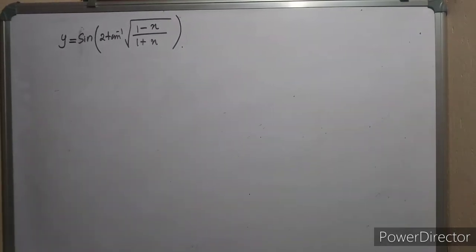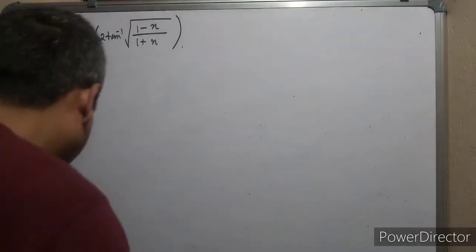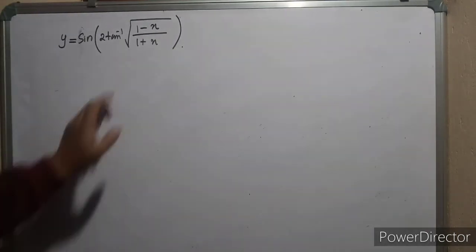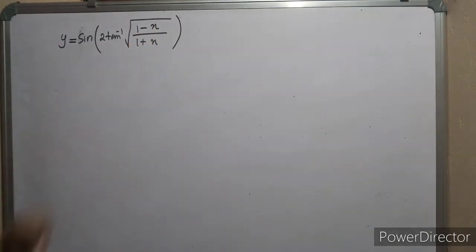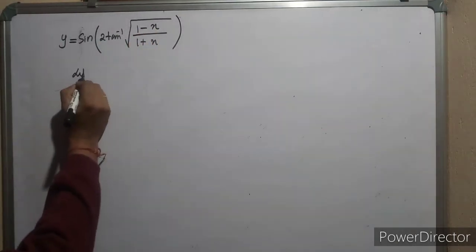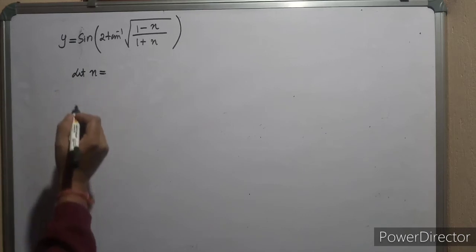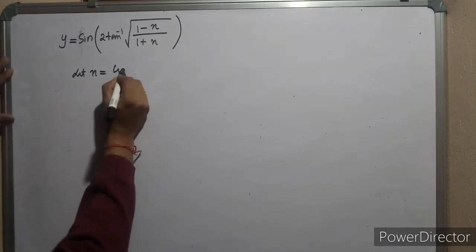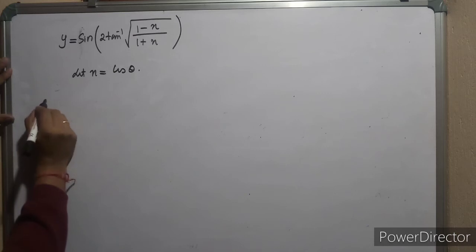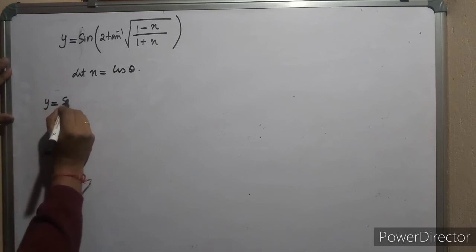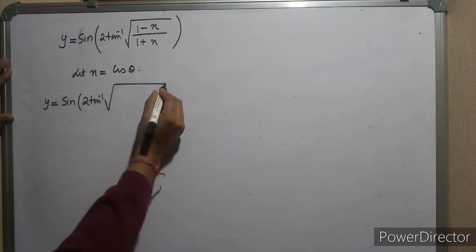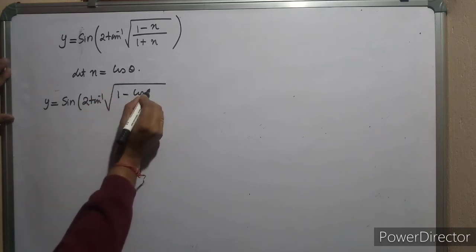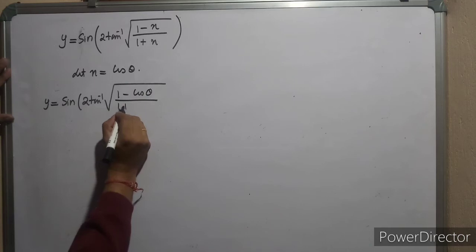Okay, now in this question I'll use substitution. You cannot differentiate this question directly. I've already given you a substitution. 1 minus x or 1 plus x means you always have to consider let x equal cos theta or cos 2 theta. I'll use cos theta. x equals cos theta. y is equal to sine of 2 tan inverse of under root 1 minus cos theta over 1 plus cos theta.